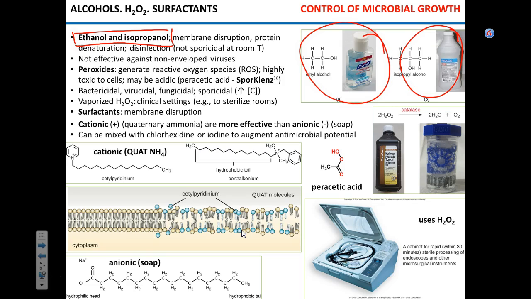Now, peroxides, different chemicals that contain in one or another form a chemical group like this. So peroxides, you have one at home, it's hydrogen peroxide. It's a very good disinfectant. It generates reactive oxygen species. If you expose the surface to a higher concentration of peroxide for long enough, it can be sterilizing.